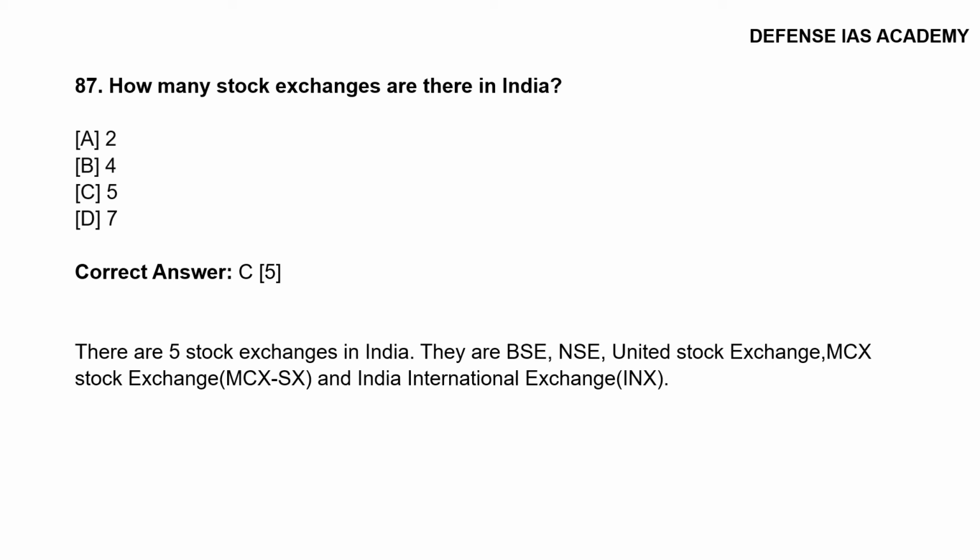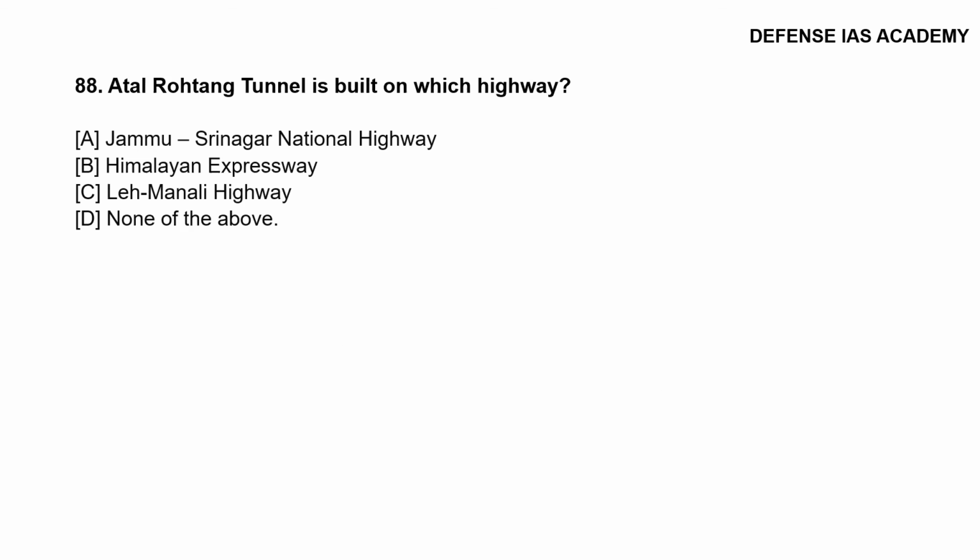5 types, namely BSE, NSE, United Stock Exchange, MCX Stock Exchange and India International Exchange, INX. Question number 88. Atal Rohtang Tunnel is built on which highway? The correct answer is option C, Leh-Manali Highway.